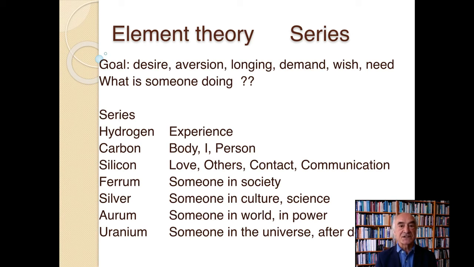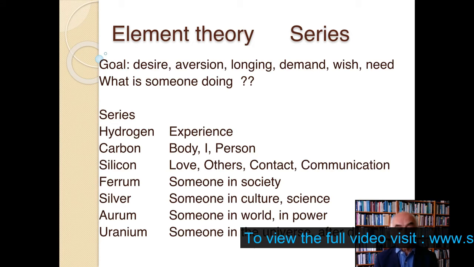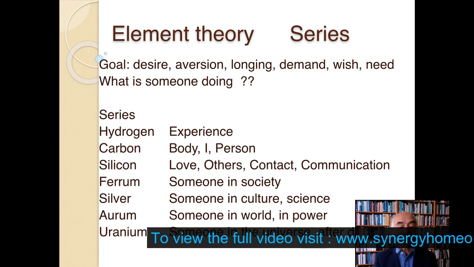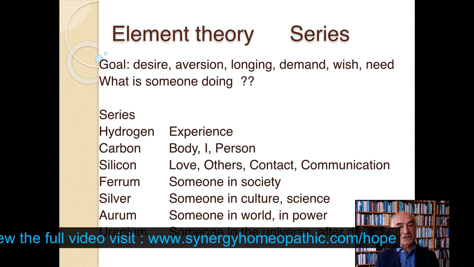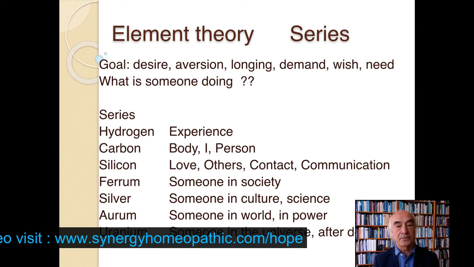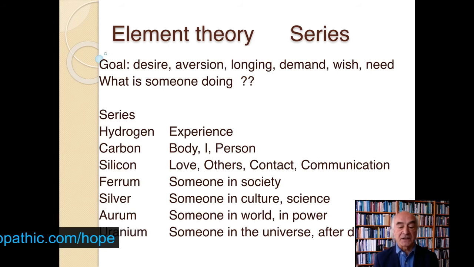In the silver series is the desire to be someone in a culture, in a science, to have some knowledge, to be respected by other scientists or artists or the whole society. In the gold series or aurum series, which also contains the lanthanides, there's a desire to be in control, to be in power, so that you can change the world, so that you can ameliorate the world. In the uranium series, there's already a retirement, and there's a desire to be someone even after death.